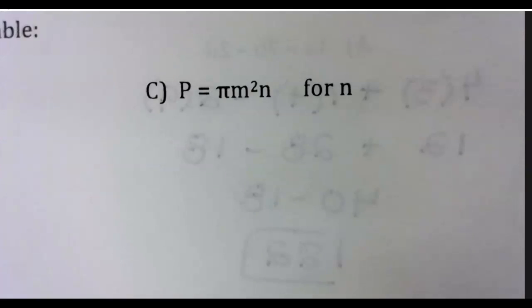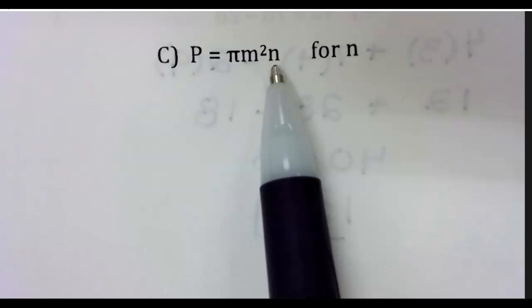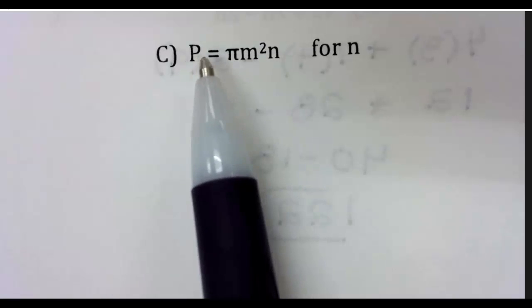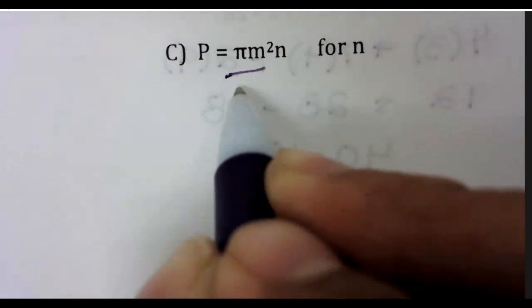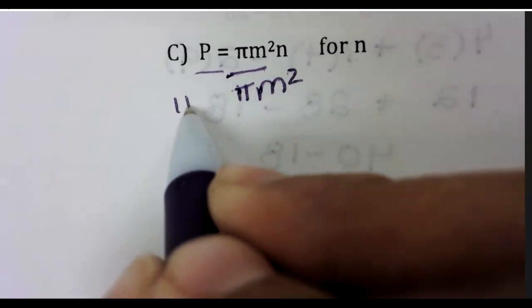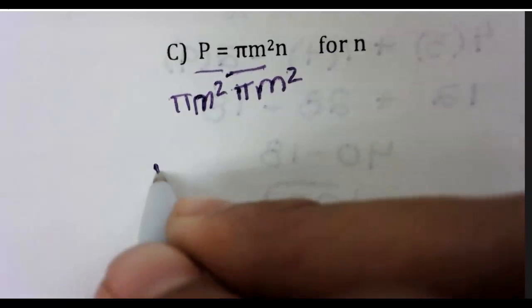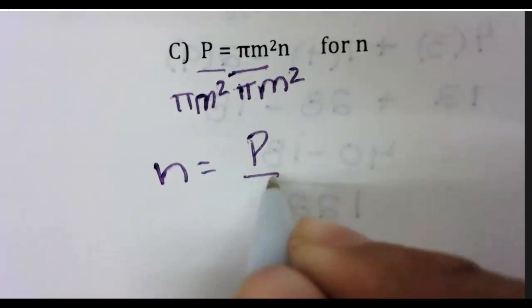Okay, and letter C, P equals pi m squared n. If you want n by itself, it's being multiplied by pi m squared. So how do you get rid of multiplication? You divide. If you can do something like letter C, you're in good shape for tomorrow.